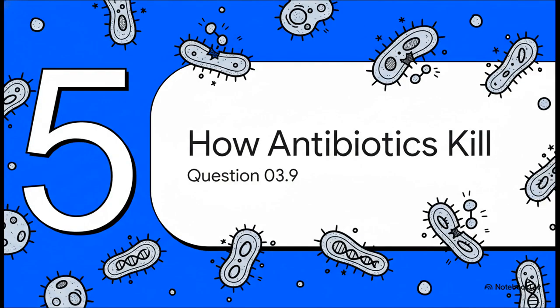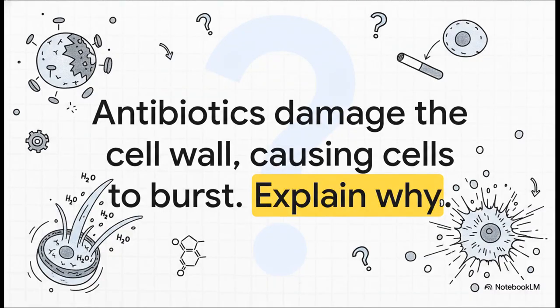Okay, we're on the home stretch now, the final part of question 3. We've talked about antibiotics working, but how do they actually do their job? This question wants the biological mechanism. Now this is a 3-marker, and the question itself gives you a massive clue. It tells you the antibiotic damages the cell wall, which makes the cell burst.